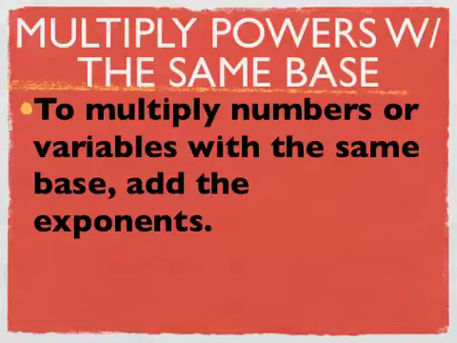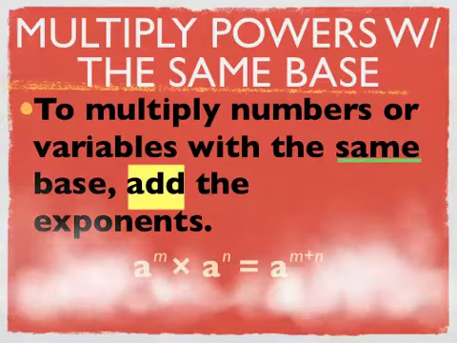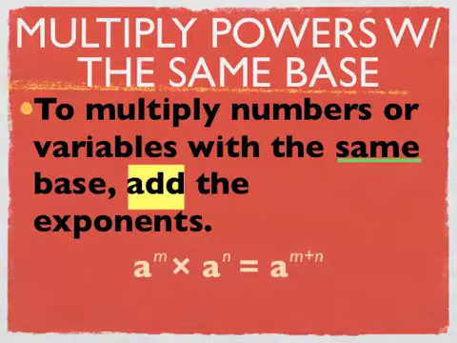In the table before, hopefully you saw the pattern, but it says that to multiply numbers or variables with the same base, add the exponents. So if I have a to the m times a to the n power, we could write that as a to the m plus n. So keep the base the same and add the exponents.